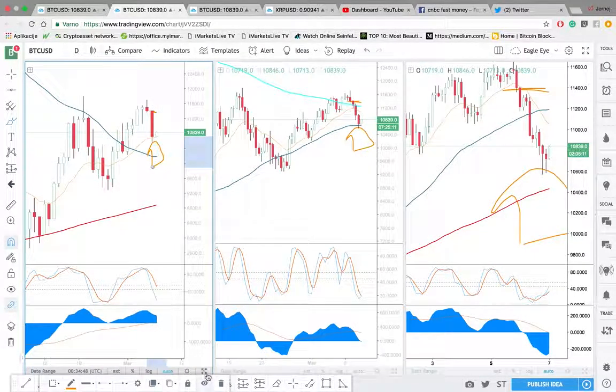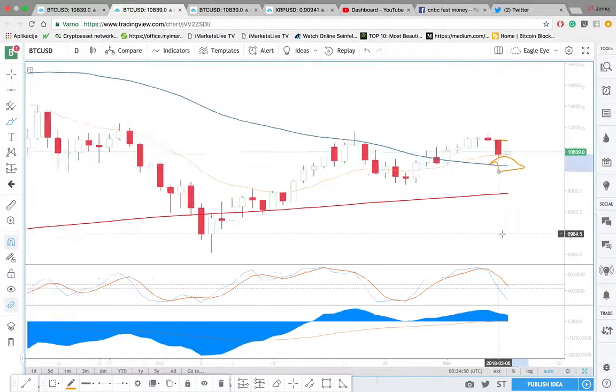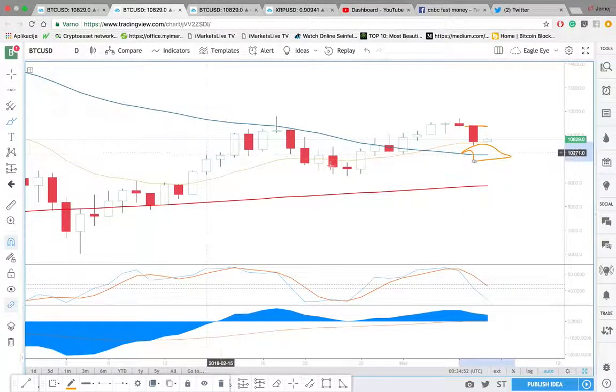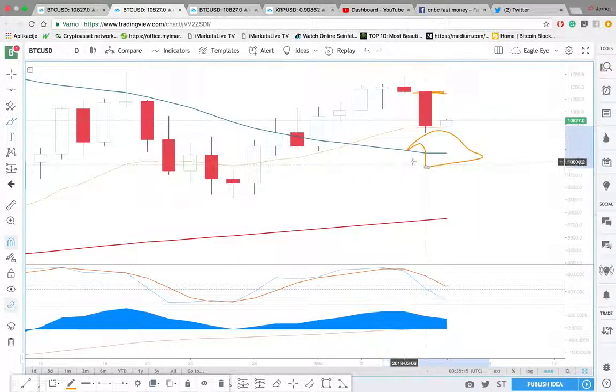But the thing is that now it seems like the 50 MA on the daily chart wants to go flat. The reason why I went into this trade was that the 50 MA was angling down. But if the reason for this trade is gone, meaning that it is not angling down anymore, that means I should close my trade. And the thing is, it's not totally flat; it's still angling down a little bit.